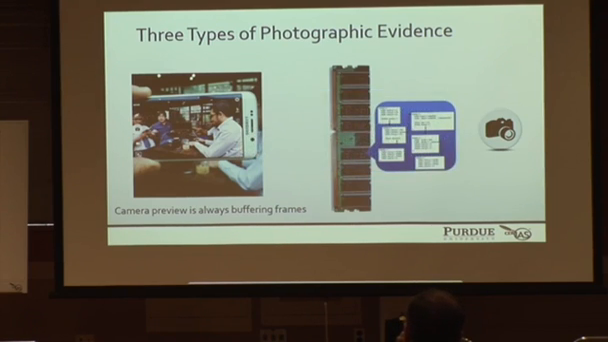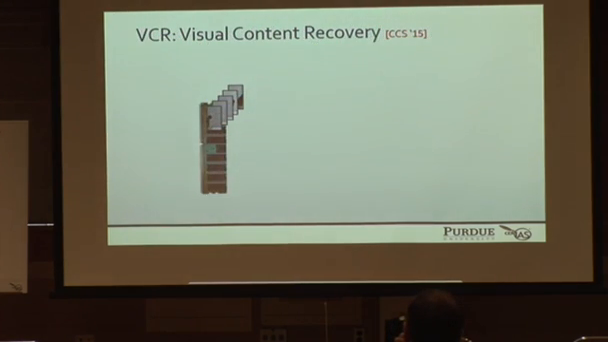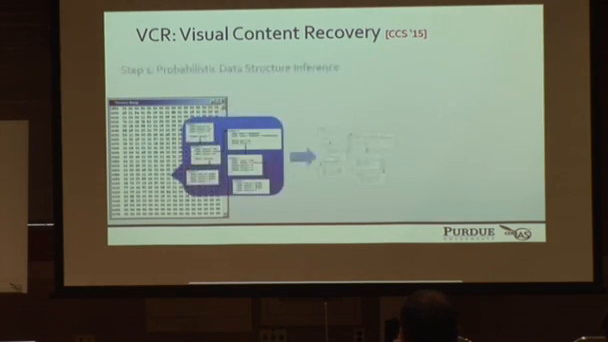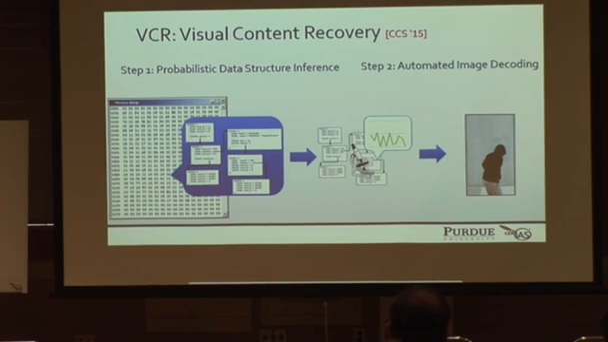But of course, like I said, things in memory are not nicely formatted JPEG files. They're nasty, encoded data structures that have to be recovered and pieced back together. And so that's the focus of my paper, VCR. VCR is going to recover all of the photographic evidence that's in a smartphone's memory. To do this, VCR takes as input a memory image from an Android smartphone. It then recovers the data structures which correspond to all of that photographic evidence using probabilistic inference, and we'll get to that in just a minute, and then uses automated image decoding techniques to return to the investigators the actual images that were in the memory of the device.